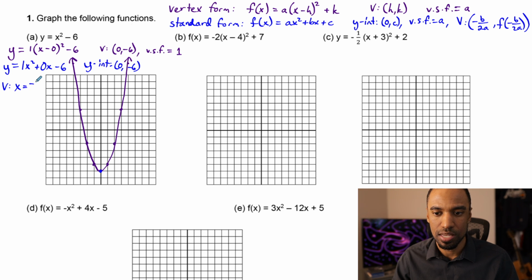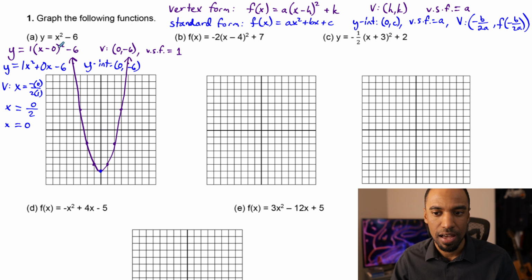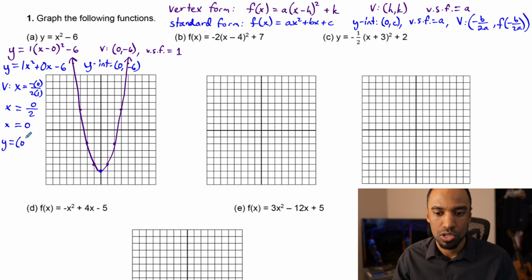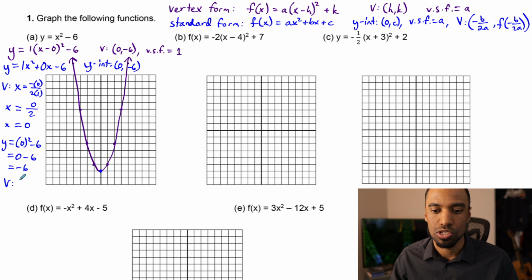The x value is at negative b over 2a. Negative 0 is just 0, and 2 times 1 is 2. 0 over 2 is 0. So the x value of the vertex is at 0, whereas the y value at the vertex, you plug into the original equation right here. You plug in 0. 0 squared minus 6 is 0 minus 6, which is negative 6. So the vertex is at 0, negative 6.